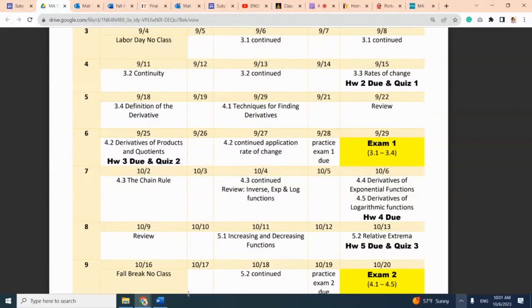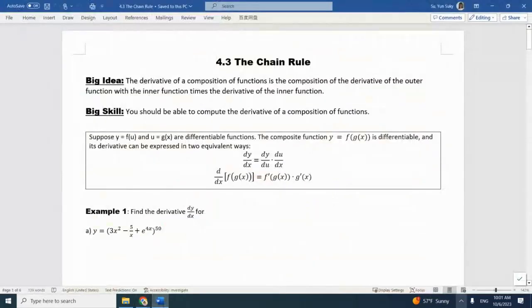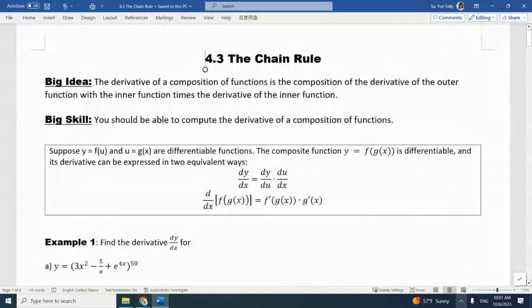Okay. So 4.3, the chain rule. Big idea: the derivative of a composition of functions is the derivative of the outer function, evaluated at the inner function, times the derivative of the inner function. Big skills: you should be able to compute the derivative of a composition function. All right, so let's review the derivative rules that we have learned.